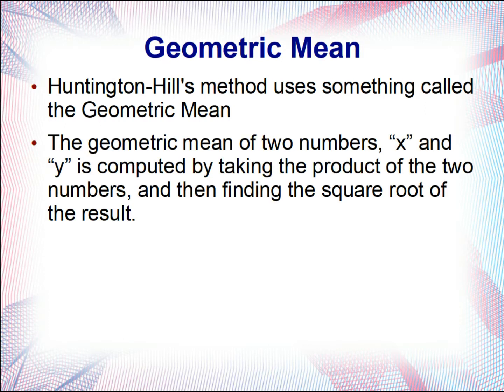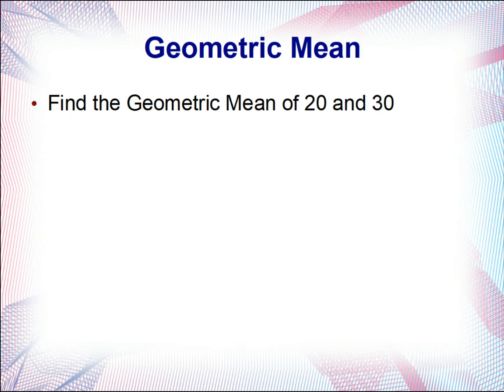So the geometric mean of two numbers, which I've called x and y, is computed by taking the product of the two numbers and then finding the square root of the result. And it looks like this. So in other words, you just multiply the two numbers together and then take the square root. So you will definitely need a calculator in order to complete this apportionment. So just a quick example here.